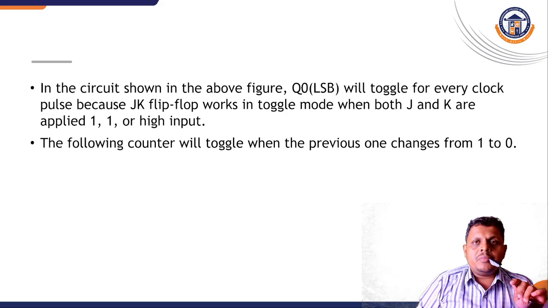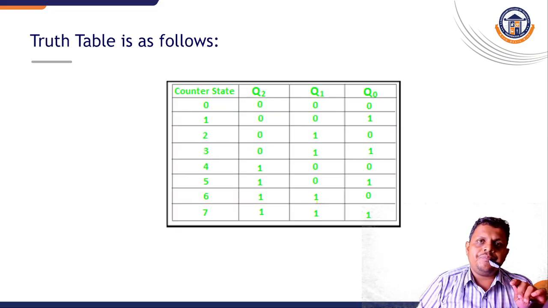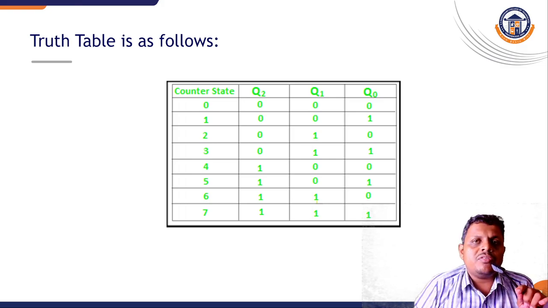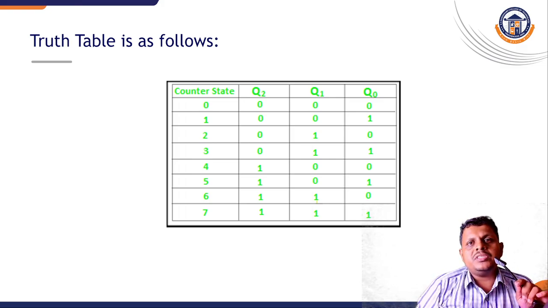In the circuit shown in the figure, Q0 will toggle for every clock pulse, because a JK flip-flop works in toggle mode when both J and K are 1, or high input. The following flip-flop will toggle when the previous one changes from 1 to 0. And this is the truth table for the ripple counter. The counter state goes from 0 to 7, and Q2, Q1, Q0 give the binary values 0 0 0, 0 0 1, up to 1 1 1, so based on the counter state it gives the outputs.